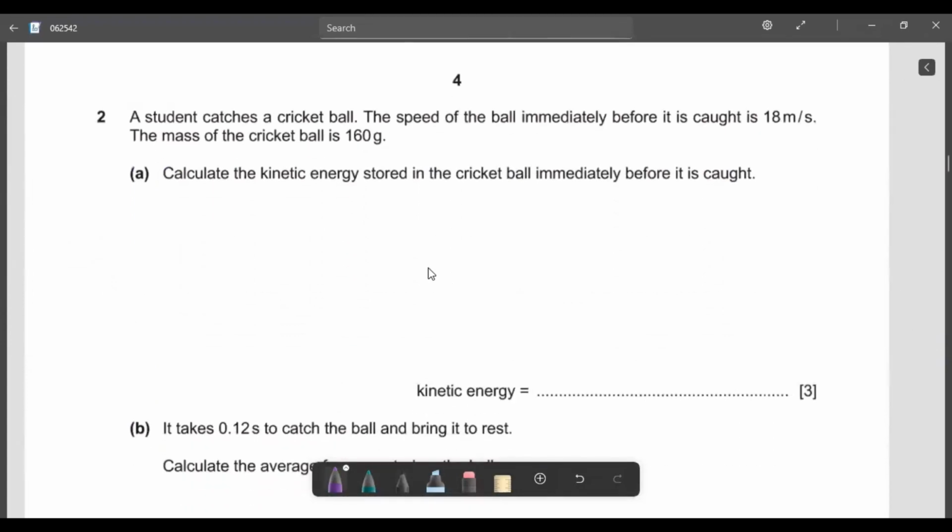Next, a student catches a cricket ball. The speed of the ball immediately before it is caught is 18 meters per second. The mass of the cricket ball is 160 grams. Calculate the kinetic energy stored in the cricket ball immediately before it is caught. So kinetic energy can be written as half mv squared.